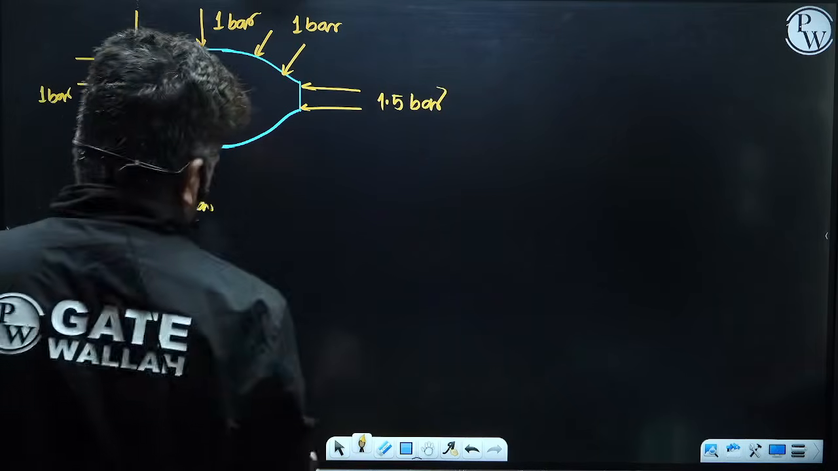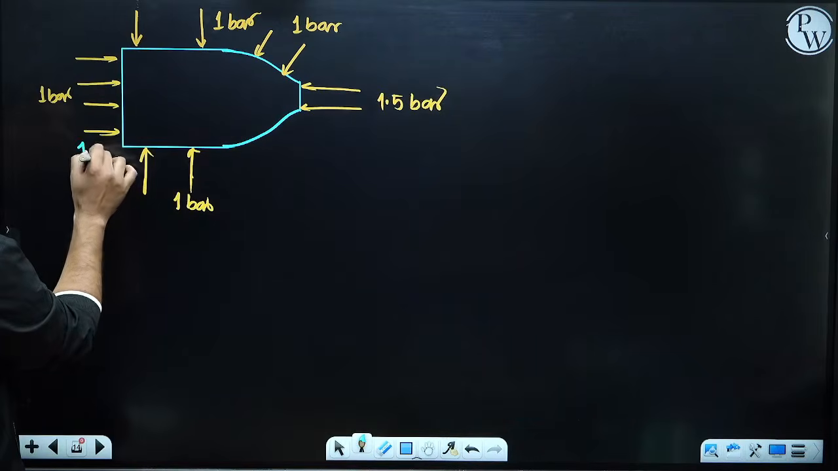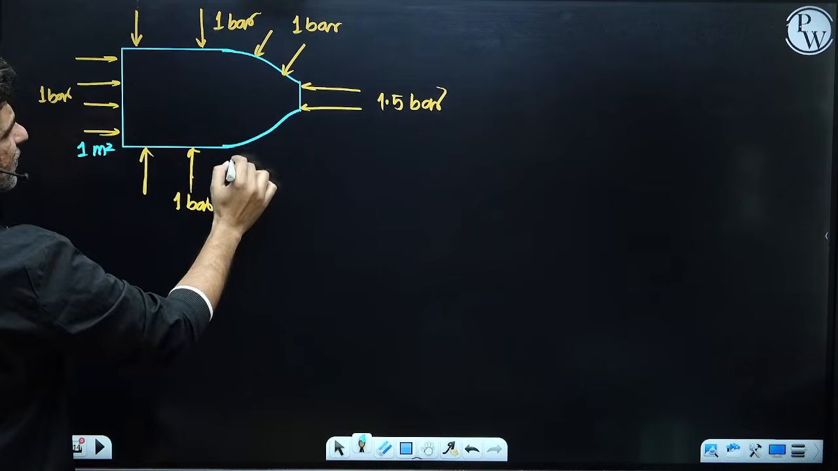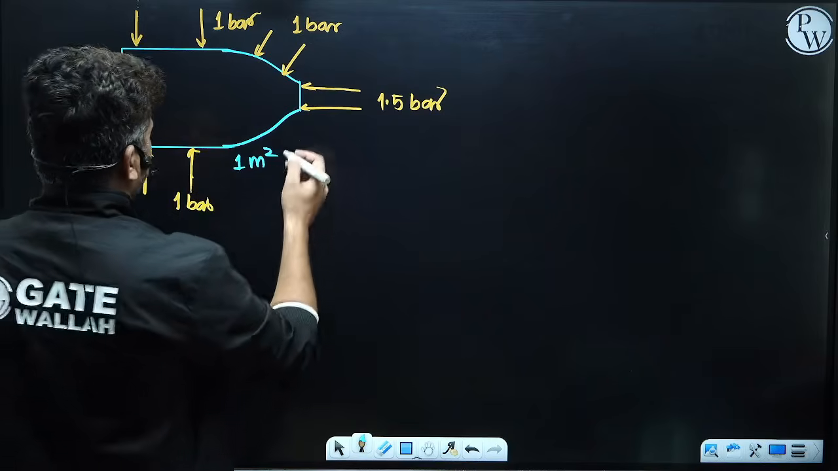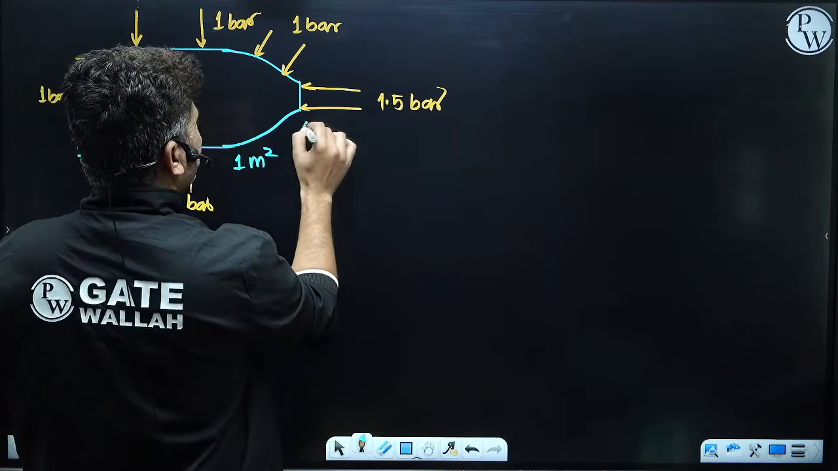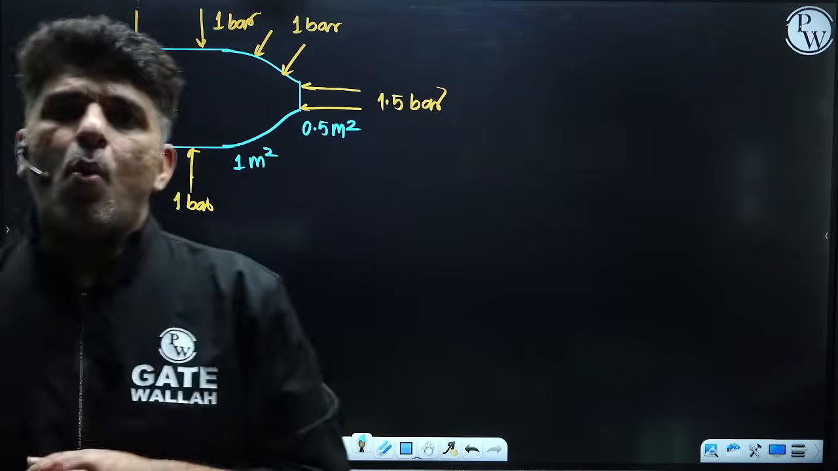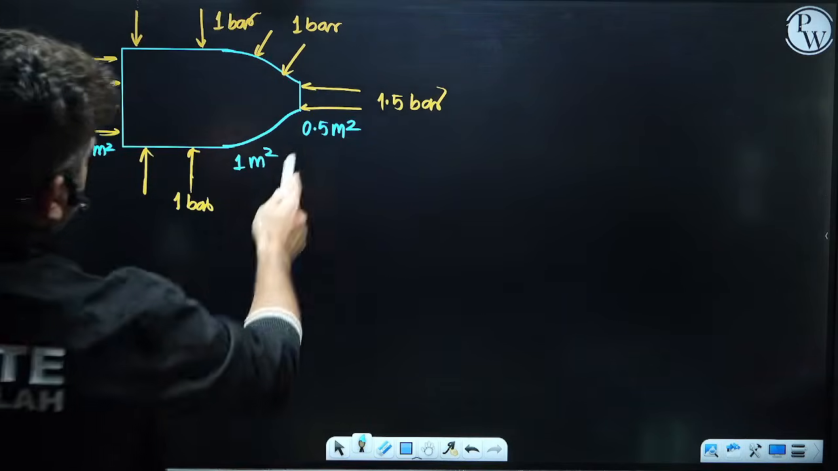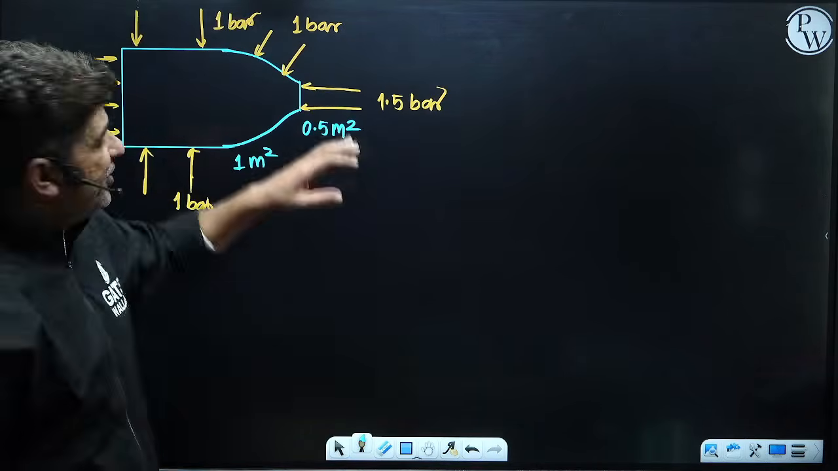Let me give you certain areas as well. So this area is 1 meter square. This top curved surface and bottom curved surface are 1 meter square. And let's say this area is 0.5 meter square.